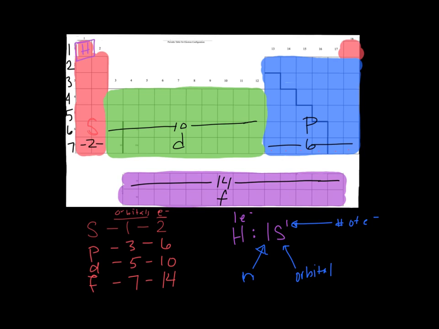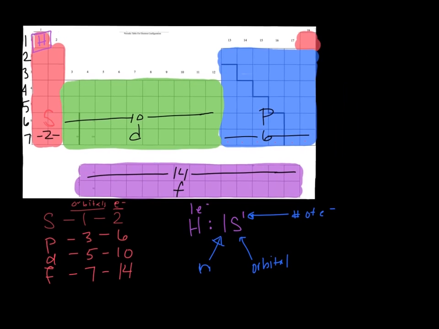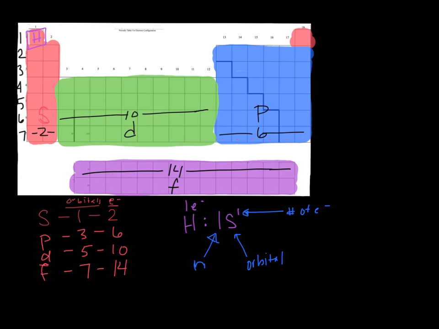So if we move on to helium, which is going to be right here, we would still start at 1, and it's still part of the S block, S, but it's the second one, 2. So the electron configuration would be 1s2.